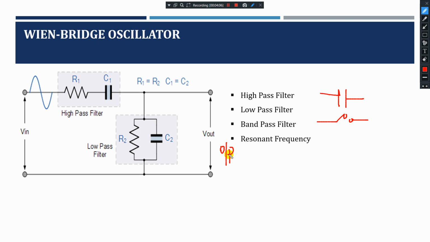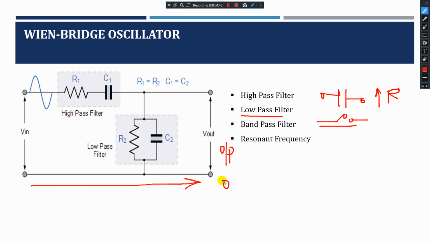So what it says here: for a low frequency, the reactance of the series capacitor will be high. What will be high? The reactance will be high. If the reactance is high, the circuit becomes open. So if the circuit is open, from Vin to Vout will be equal to 0.